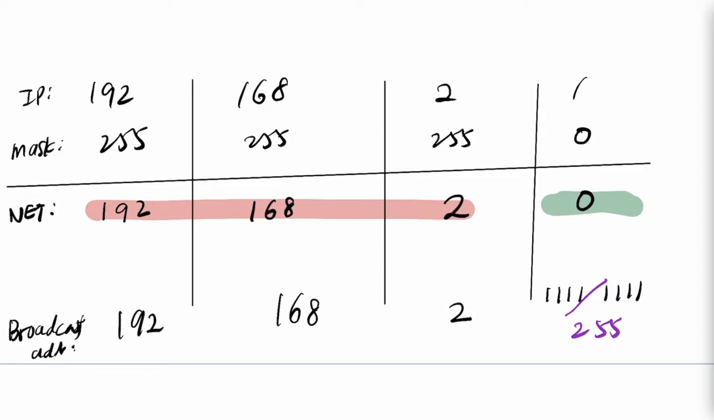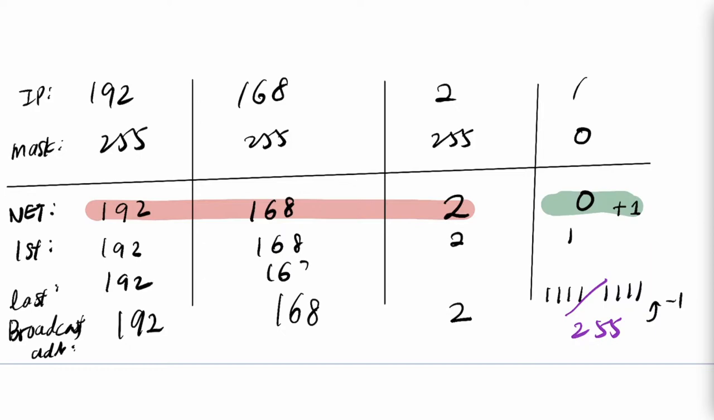So the last address is 192.168.2.255. Okay, with that, you can calculate the first usable address, which is the network address plus 1. So you'll get 192.168.2.1. The last usable address is the last address minus 1. So you get 192.168.2.254. That gives you the range of IP addresses you can use in LAN number 2.